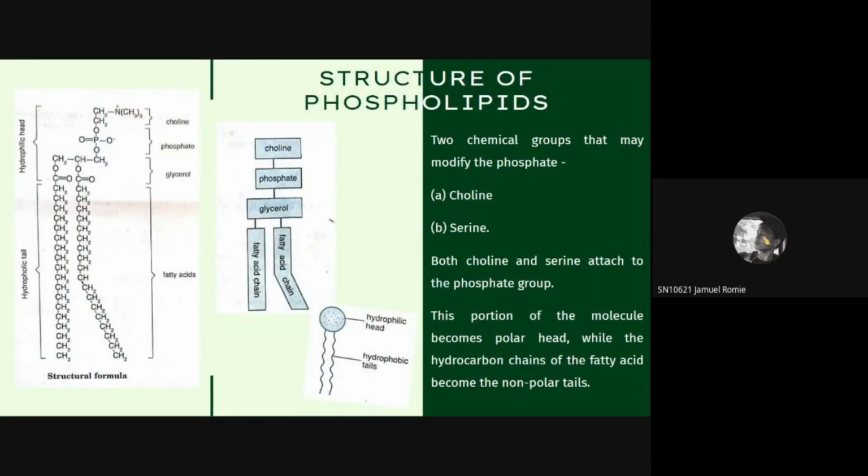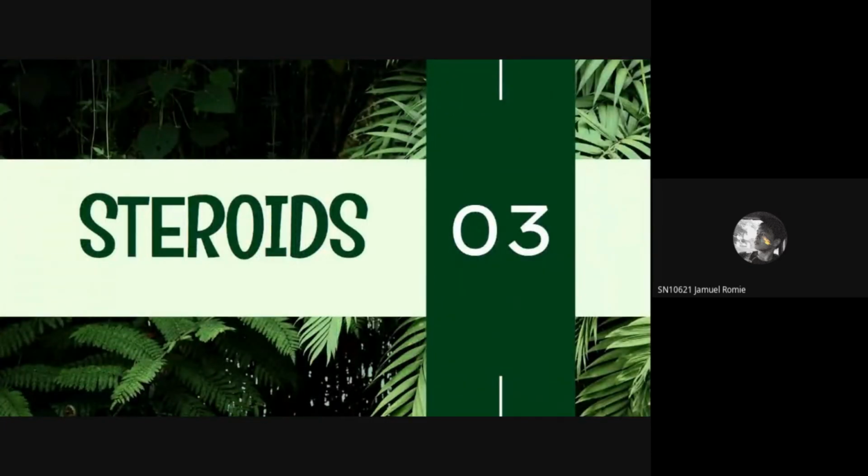So basically, there are two chemical groups that may modify the phosphate, which are choline and serine. Both choline and serine will attach to the phosphate group at the position labeled R via the hydroxyl group. In this example, it is the choline group that is attached to it. As we can see from the picture, this portion of the molecule becomes the polar head, while the hydrocarbon chains of the fatty acids become the non-polar tails. Next slide.